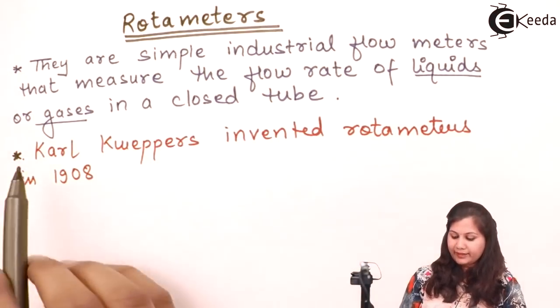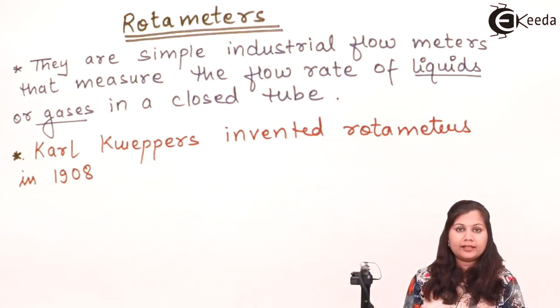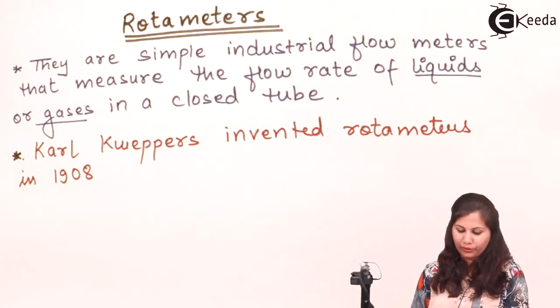Rotameters were invented by the scientist Karl Kueppers, and since then they are being widely used for the measurement of flow rate.